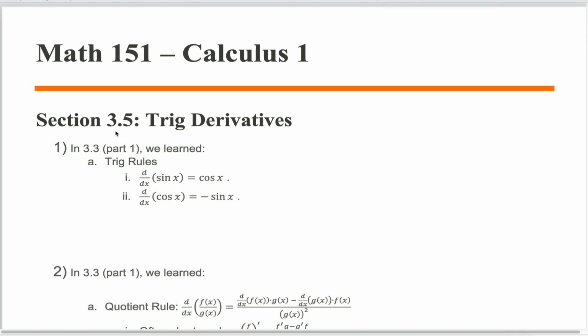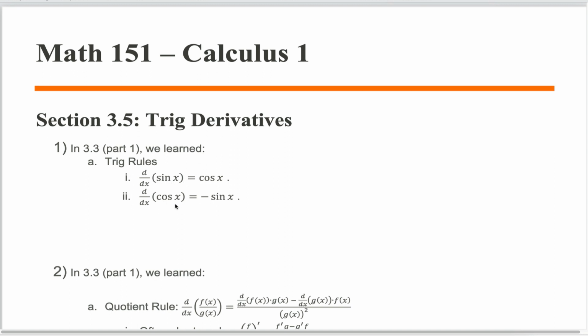All right, new section. In 3.5, we're going to learn about trig derivatives. And you might be like, what? Trig derivatives? I already know trig derivatives. You already taught me a couple sections ago that the derivative of sine of x was just equal to cosine of x, and the derivative of cosine of x is equal to negative sine of x. These are trig functions. I know all these. I'm good. Well, yes and no.